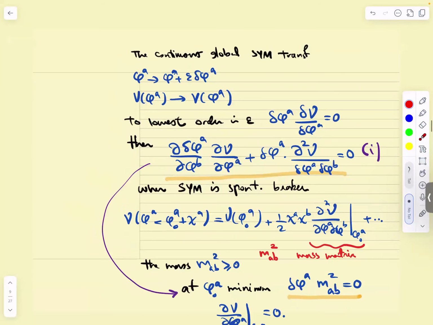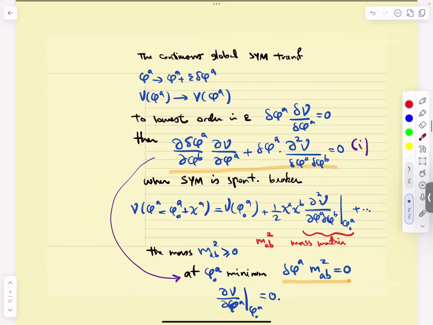All right, here's the derivation of why the mass matrix has these zeros. So we have a continuous global symmetry transformation that infinitesimally sends φ_a to φ_a plus ε δφ_a, right? This ε is a matrix in principle, right? V of φ_a goes to V of φ_a. It's a symmetry.